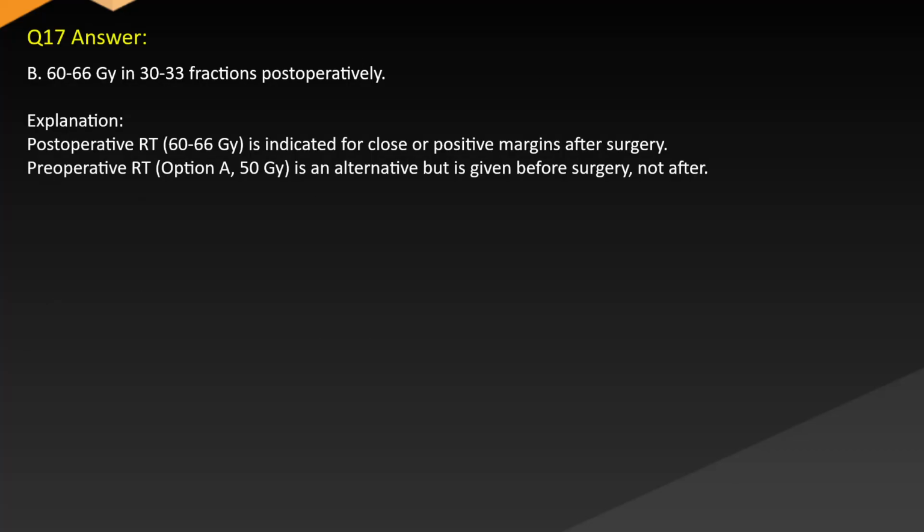Answer: B. 60-66 Gy in 30-33 fractions postoperatively. Explanation: postoperative RT, 60-66 Gy, is indicated for close or positive margins after surgery. Preoperative RT, option A, 50 Gy, is an alternative but is given before surgery, not after.